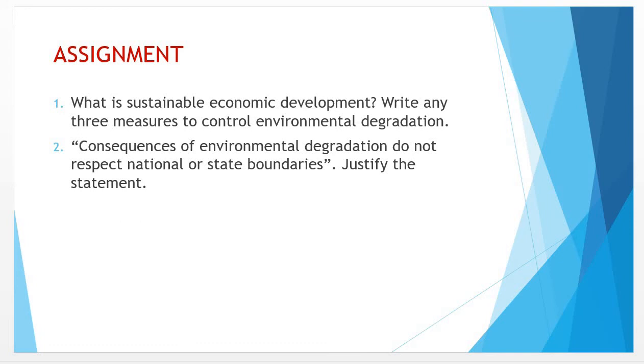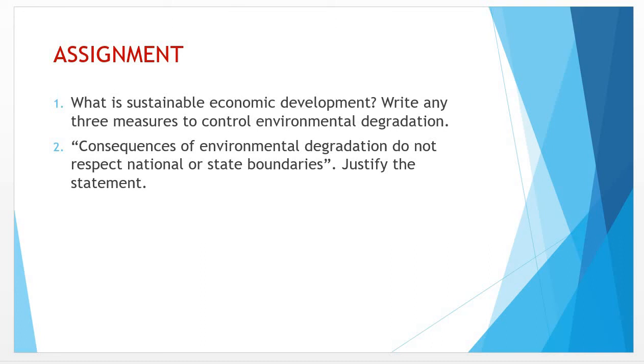Let us come to the assignment. The first question is, what is sustainable economic development? Write any 3 measures to control environmental degradation. You already know the meaning of sustainable economic development. It takes into consideration the standard of living not only of the present generation but also of the future generation.